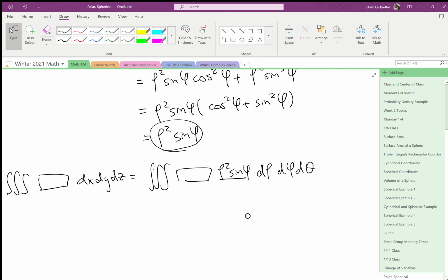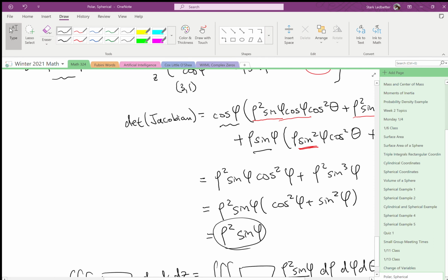But that is how you find it with Jacobians.